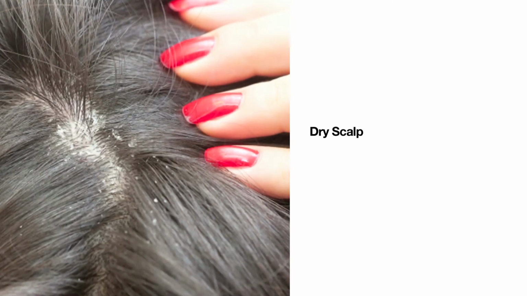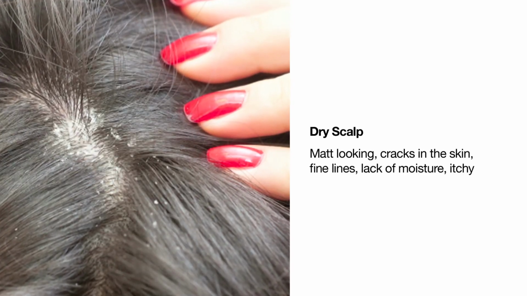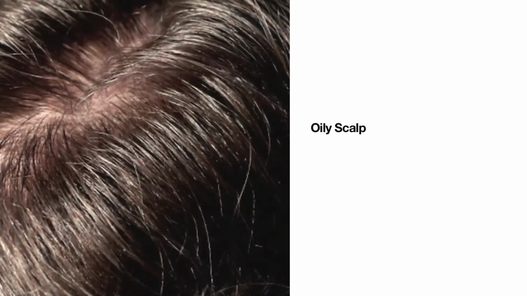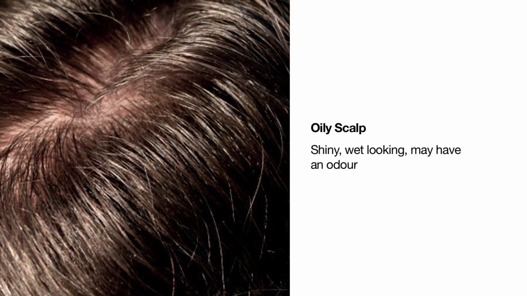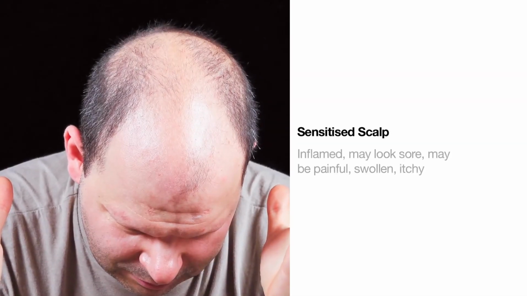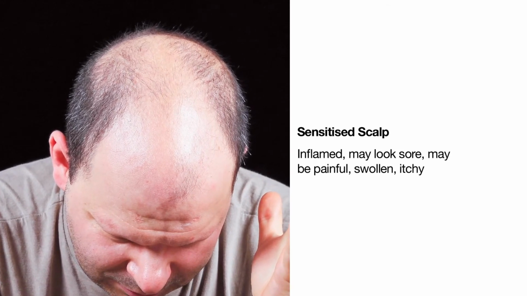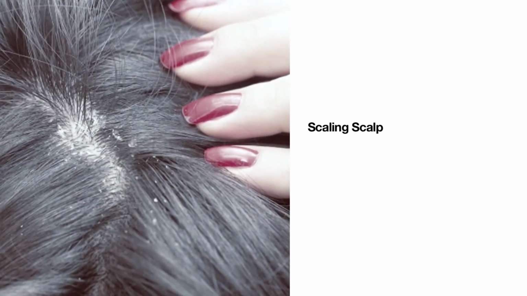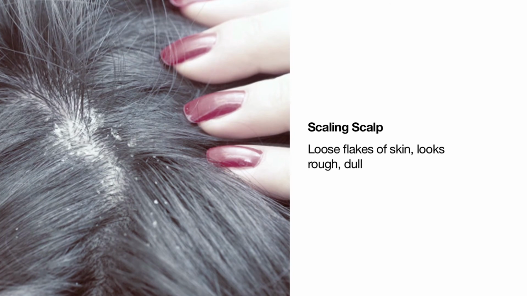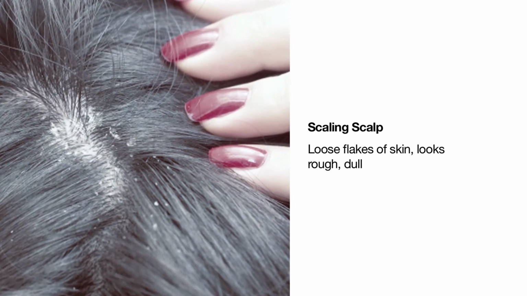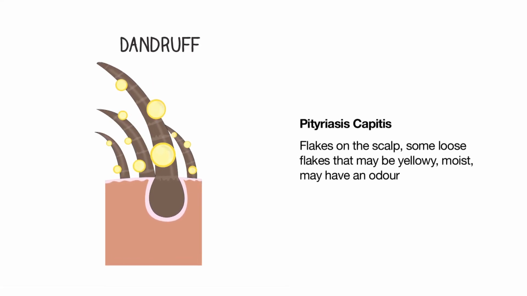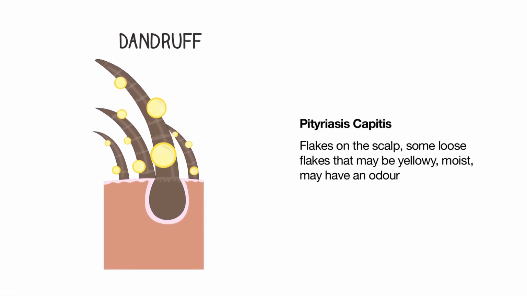Dry scalp: matte-looking, cracks on the skin, fine lines, lack of moisture, itchy. Oily scalp: shiny, wet-looking, may have an odour. Sensitised scalp: inflamed, may look sore, may be painful, swollen and itchy. Scaling scalp: loose flakes of skin, looks rough, dull. Pityriasis capitis: flakes on the scalp, some loose flakes that may be yellowy, moist, they may have an odour.